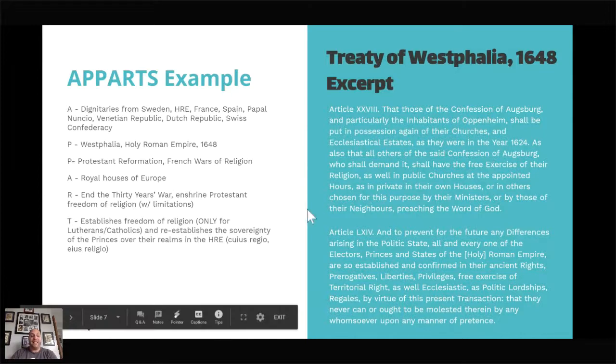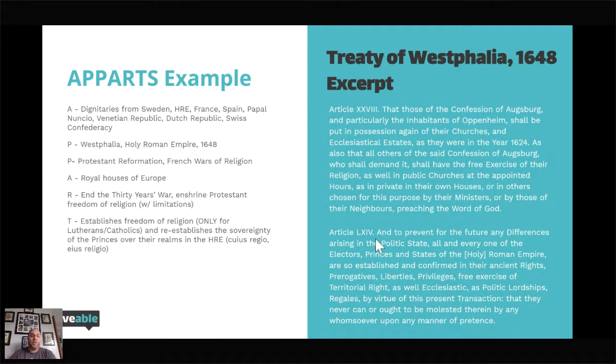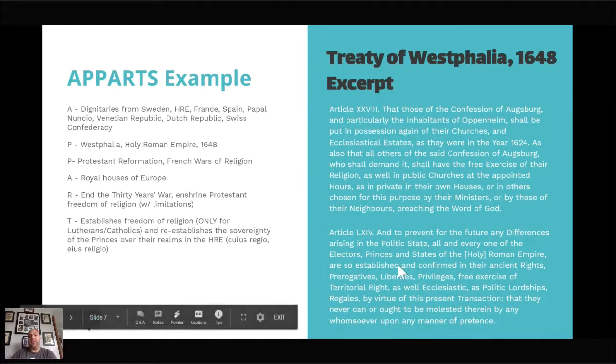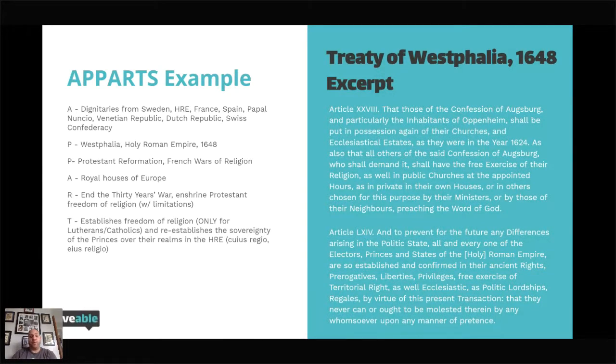The second article here, Article 64, is where it's specifying, again, only here within the Holy Roman Empire. And again, only within those principalities of Lutheranism and Catholicism, not any of the others. But what it is also saying is that you have a freedom to practice your religion without being persecuted.